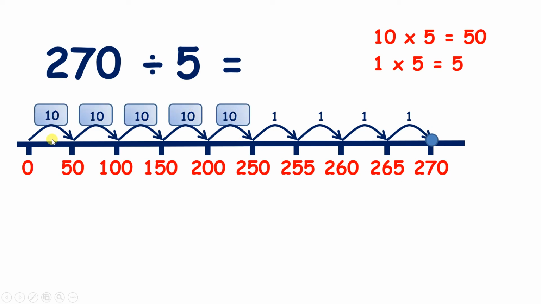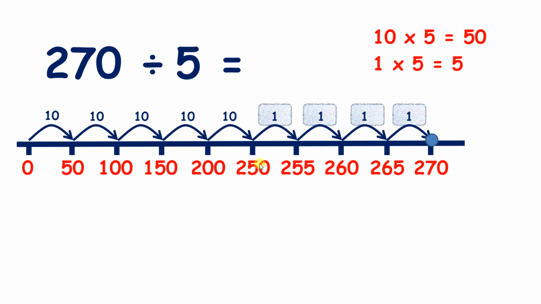So we counted in steps of 10 times 5, 5 times, so 50 fives got us to 250, and then we counted on another 4 steps of 5 to get to 270. So altogether, we counted on 54 steps of 5, so 270 divided by 5 is 54.